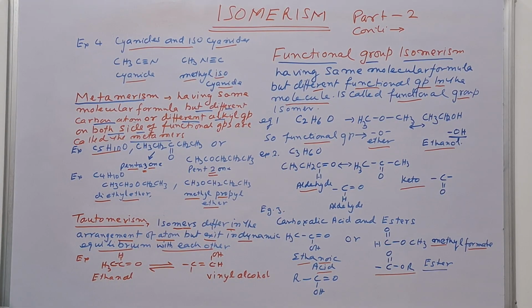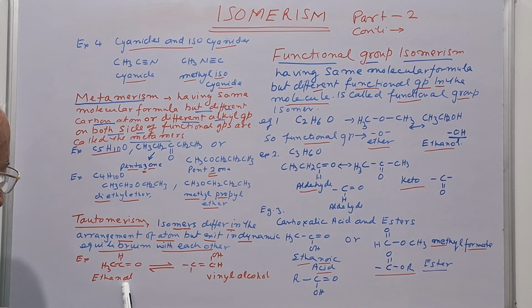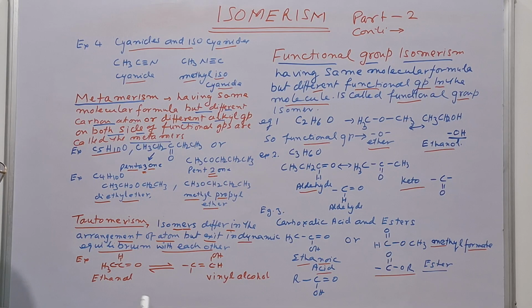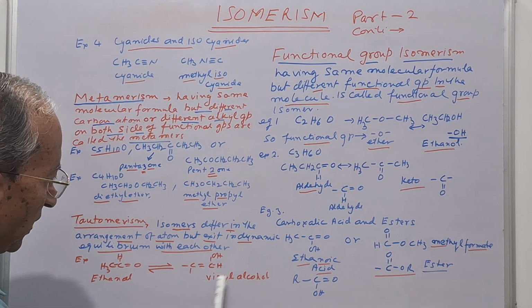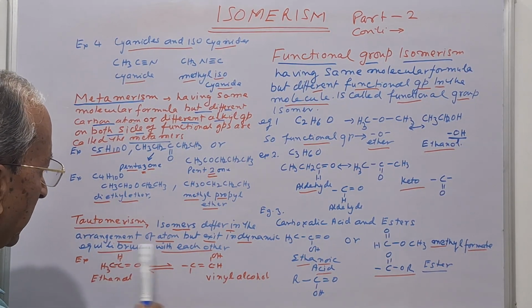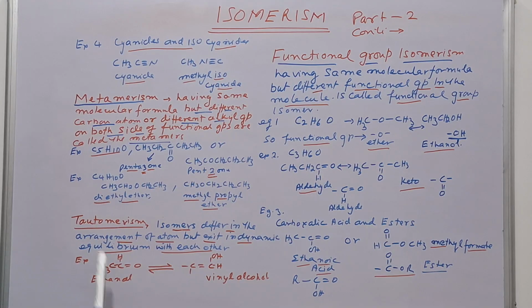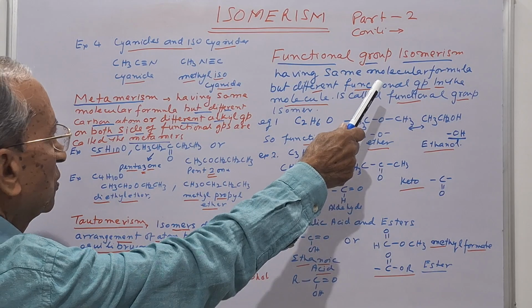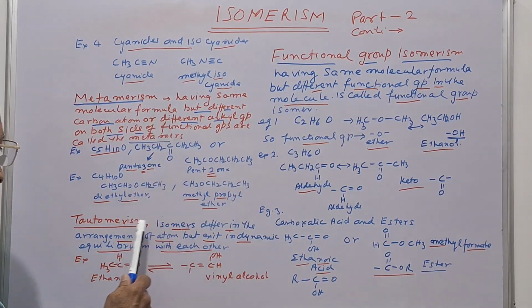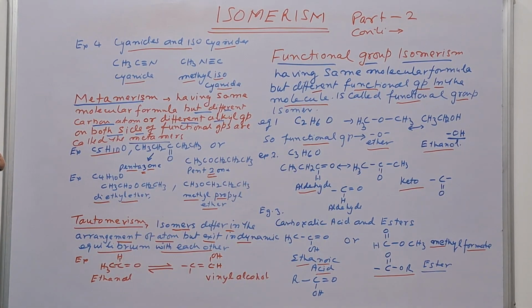For example, we take the example of ethanal, CH3CHO, that may form the vinyl alcohol. So here ethanal and the vinyl alcohol exist in an equilibrium state. That is known as the tautomers. So this is about the functional group isomers, metamers and the tautomers.